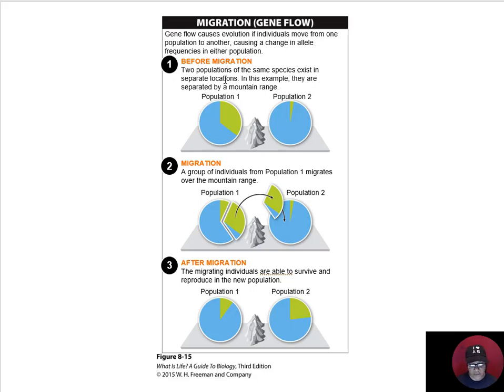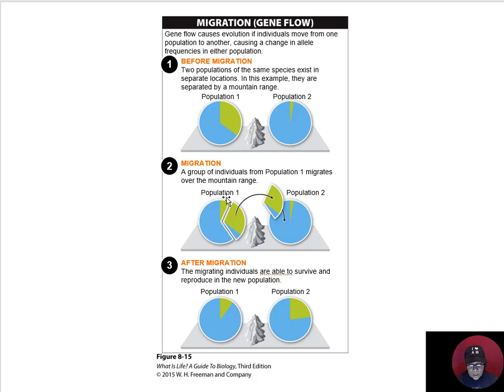causing this change in allele frequency in either population. So here we've got a mountain range, and we've got two populations of the same species existing in separate locations, right? Population 1 here on the left and population 2 here on the right. And so in this example, they're separated by a mountain range, and you can see the allele frequencies here outlined in color, and they're very, very different in these two populations.